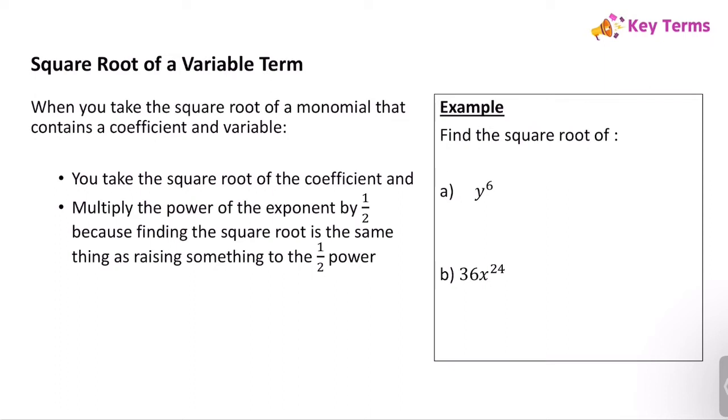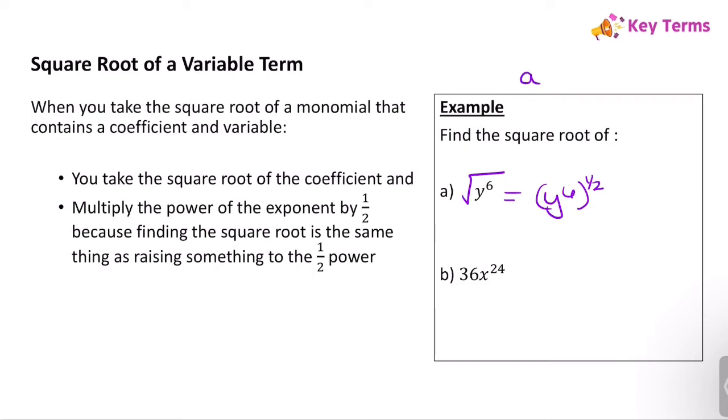Then the variable term, you're going to look at the exponent and multiply the power of the exponent by 1/2. Because finding the square root is the same thing as raising something to the 1/2 power. So let's look at what this means. So suppose we want to find the square root of y to the 6th. Okay, so we can rewrite that as y to the 6th to the 1/2 power. Okay, so now we're taking the power of a power.